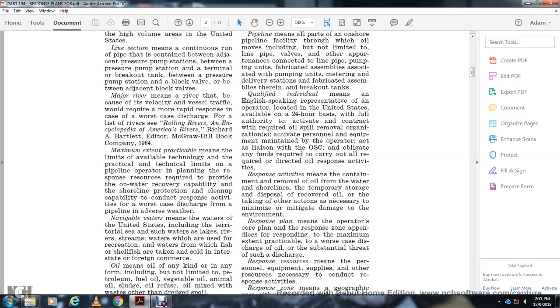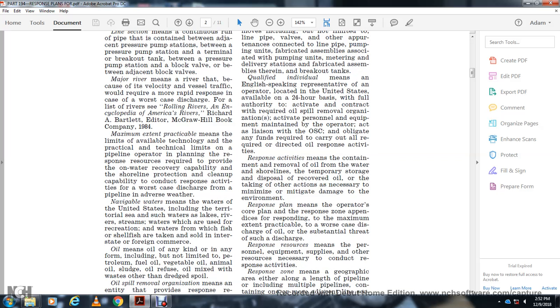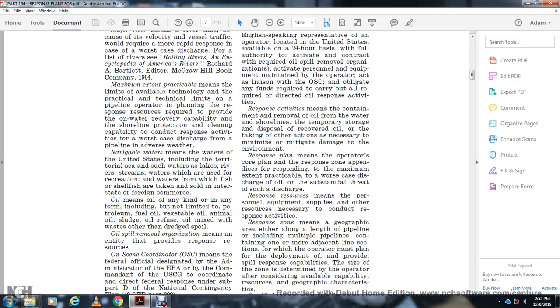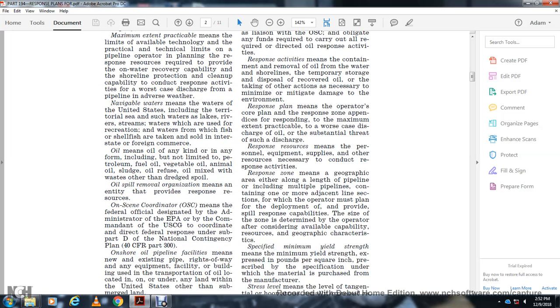The operator's core plan, with response zone appendices, provides for response to the maximum extent practicable to a worst case discharge of oil and to a substantial threat of such a discharge, including the personnel, equipment, and other resources necessary to conduct the response activities. Response zone means a geographical area either along the length of a pipeline, including multiple pipelines of the same operator or one or more adjacent lines, for which the operator must plan for and develop a response capability, determined by the operator after considering available capability and geographical characteristics.